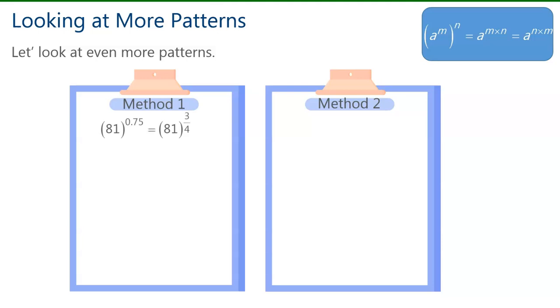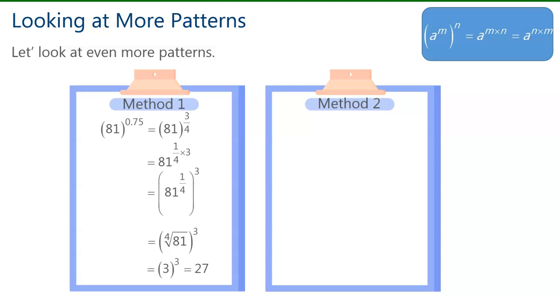Let's look at 81 to the 3/4. We can write this as 81 to the 1/4 times 3, and then 81 to the 1/4 all to the 3, and 81 to the 1/4 is the fourth root of 81, all cubed, and the fourth root of 81 is 3, so this is 3 cubed, which is 27.